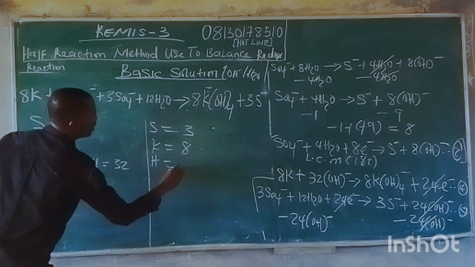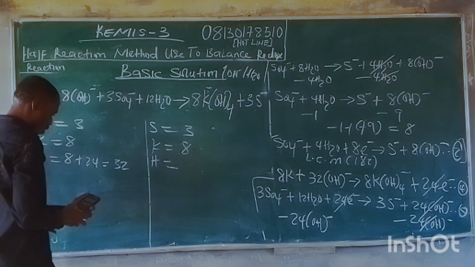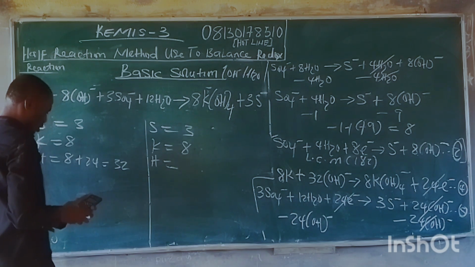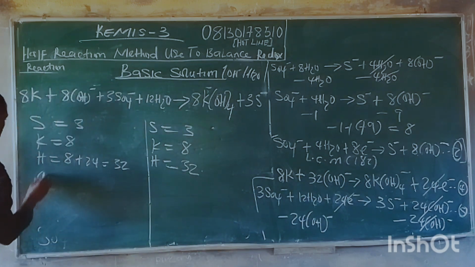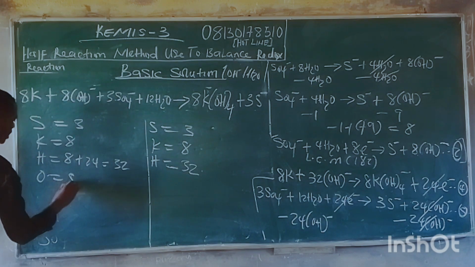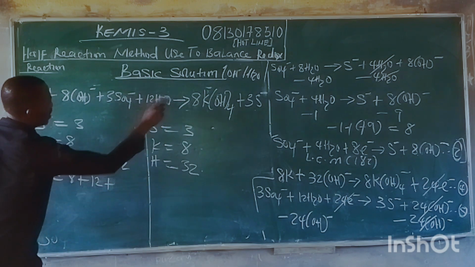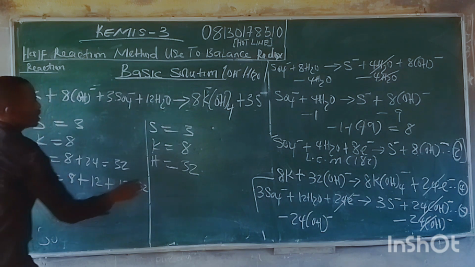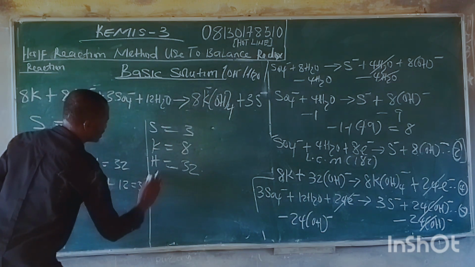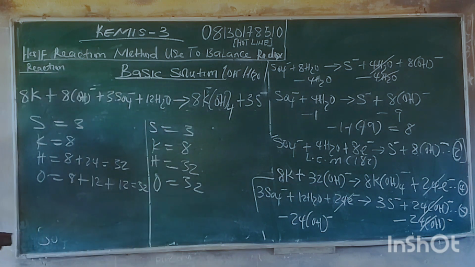So hydrogen over there is also 8 times 4, that should be 32. See that? Then let's go for the oxygen. Oxygen, 8 times 1, 8. 3 times 4, that's 12. Add all this together, it should also be 32. Over there, 8 times 4 is also 32. Now you can see that the oxygen, the hydrogen, the potassium, the sulfur is balanced.